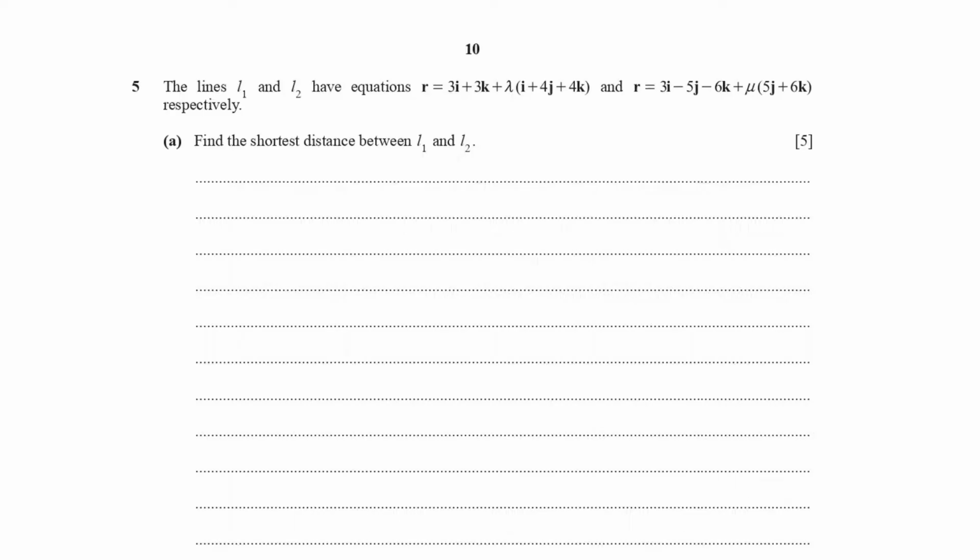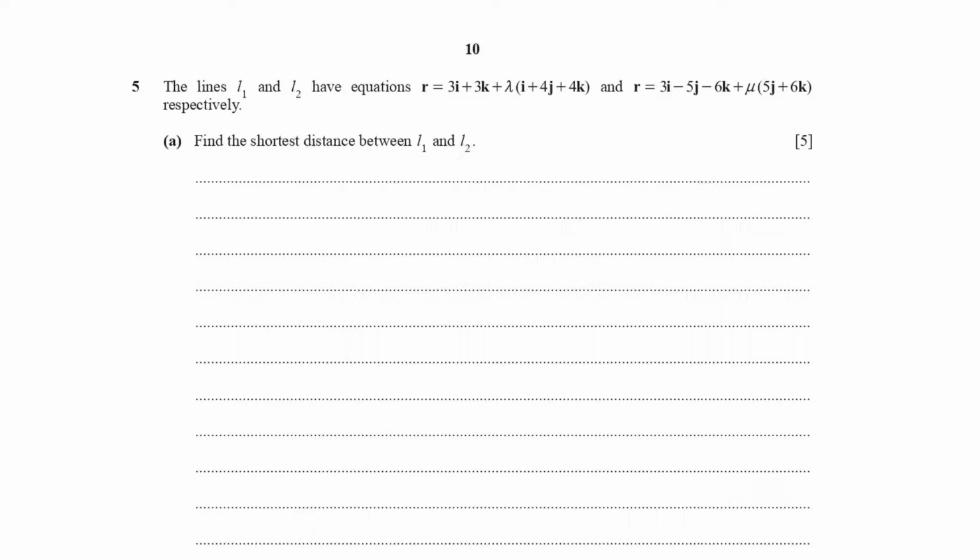Question 5. The lines L1 and L2 have equations r is equal to 3i plus 3k plus lambda of (i plus 4j plus 4k), and r is equal to 3i minus 5j minus 6k plus mu of (5j plus 6k), respectively. So on A, find the shortest distance between L1 and L2.